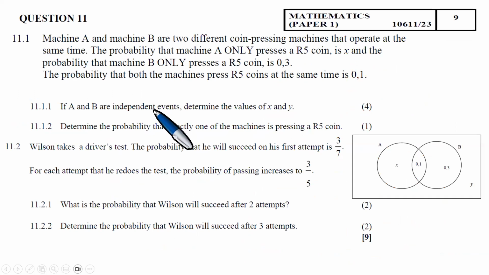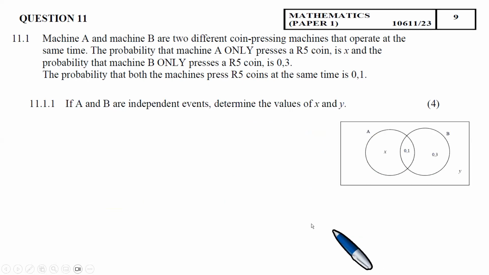Okay, in question 11, now we are looking at machines and we're looking at probability. Let's just quickly do probability. It's one of those sections where you need to get 100%. Very, very straightforward. Machines A and B, and we're looking at the events A and B. And I've made enough space available on the next slide for me to solve this problem.